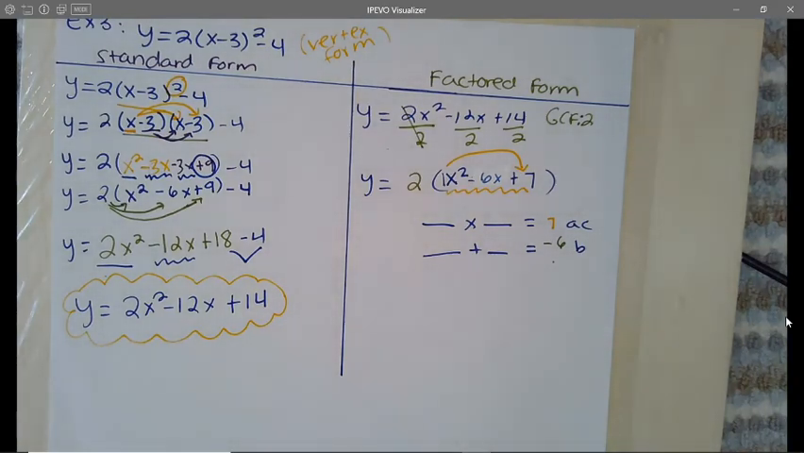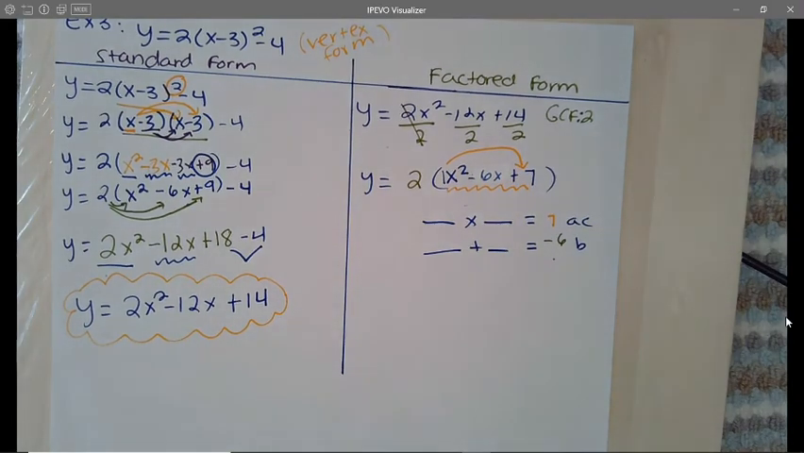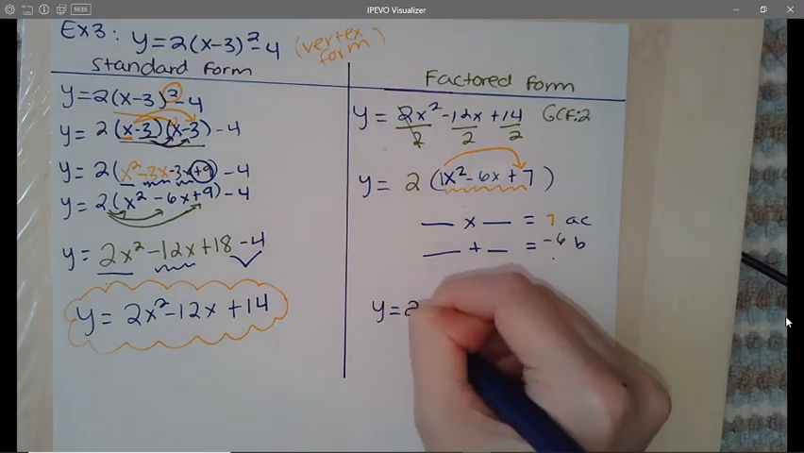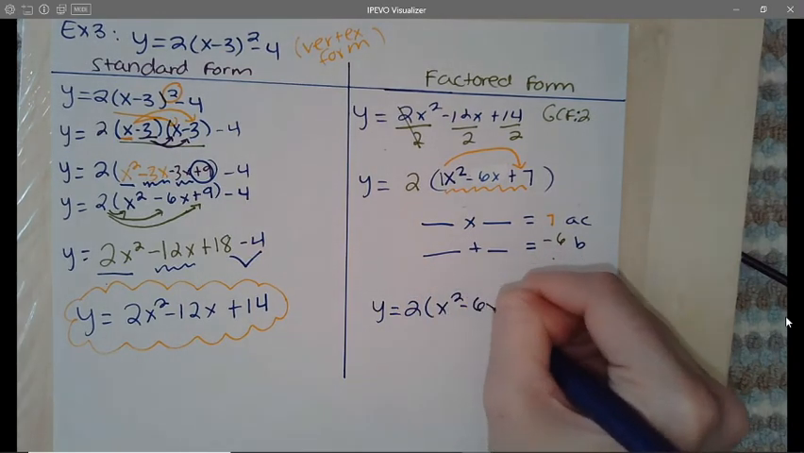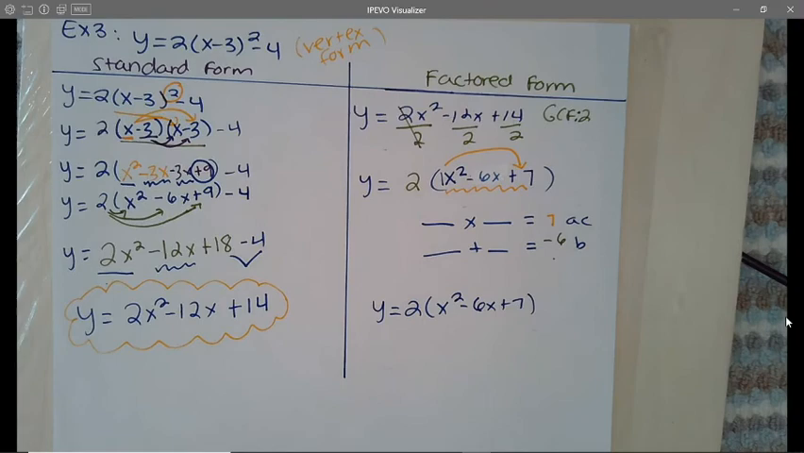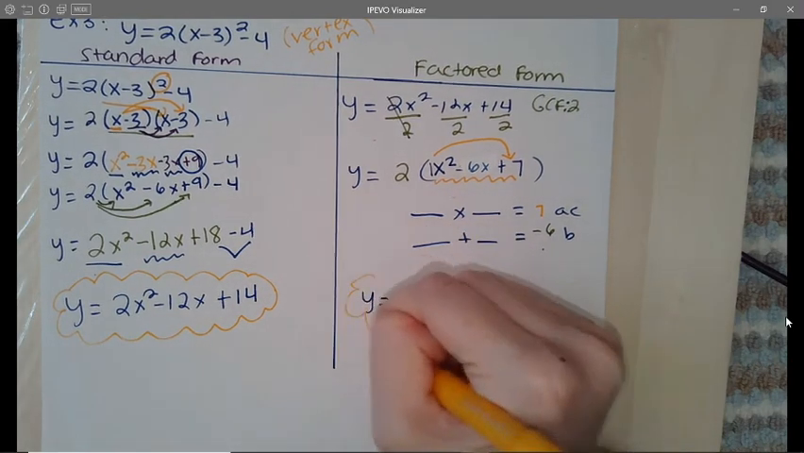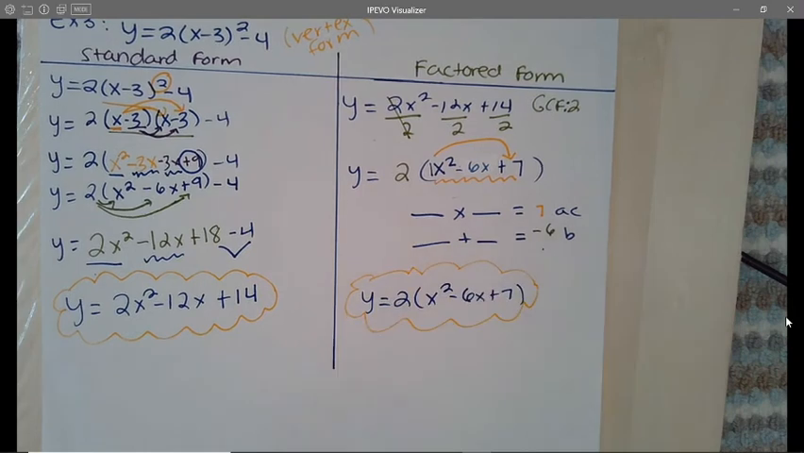Okay? So my final answer, the factored form of this equation, would be this right here. It'd be y equals 2 times x squared minus 6x plus 7. That's as far as I can factor it. I tried to keep going and it didn't work. So unfortunately, I know it's really sad, you guys, but we have reached the end. This is factored form. And that's it, you guys.